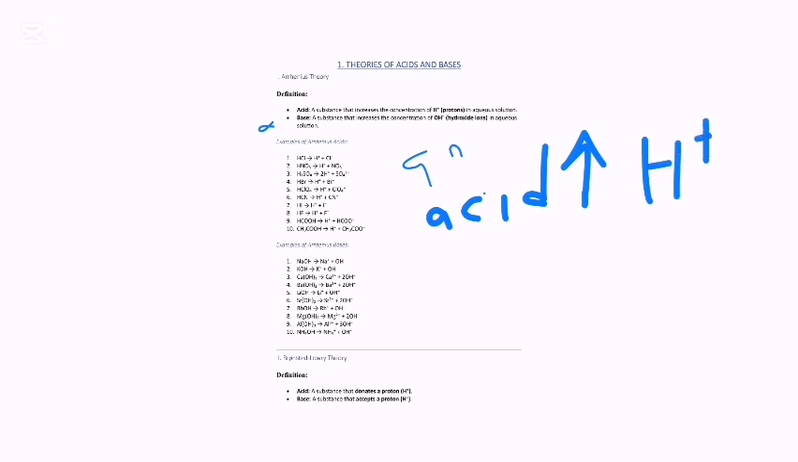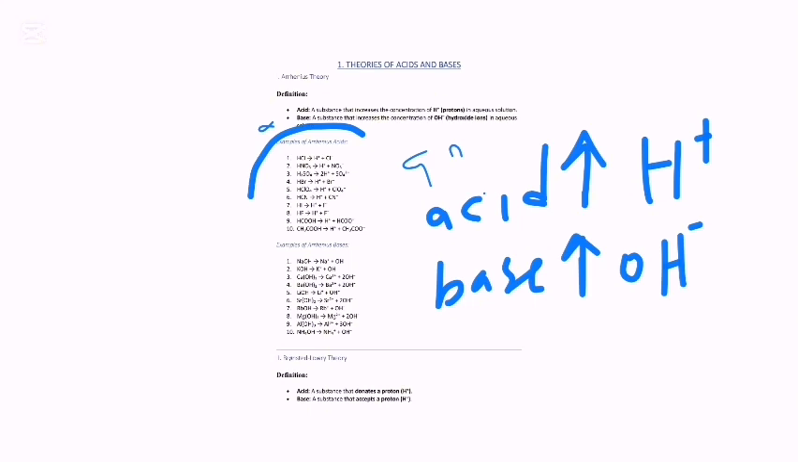What about Arrhenius bases? An Arrhenius base is a substance that increases the concentration of OH. So what you need to know: an acid increases what? Hydrogen positive, while a base increases what? OH. That's the only thing you need to know according to the Arrhenius definitions, and some examples. Try to know these examples for acids and also for bases.